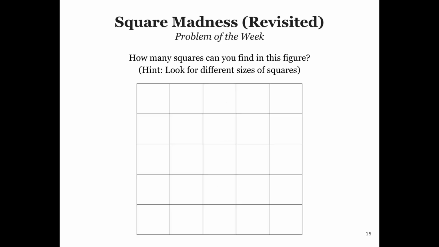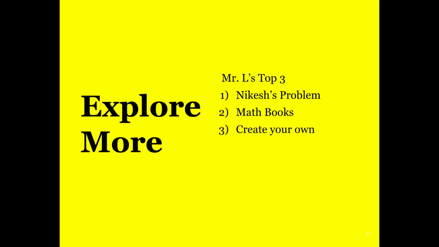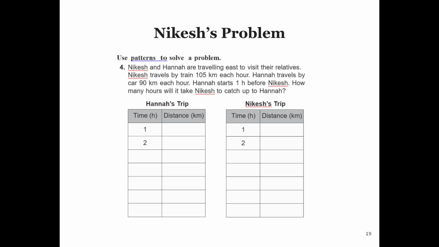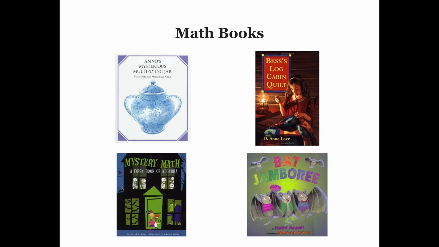And then our problem of the week, we're going to revisit square madness and try to figure out how many squares there are, and maybe if you use a table of values, that might help you a little bit. Okay, and then once you're finished all that, I encourage you to explore more. You can create your own graph based on your normal day. There's this problem with Nikisha and Hannah traveling and one person leaving at a different time as the other. When are they going to catch up to each other?